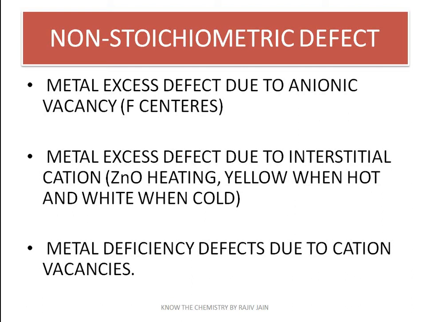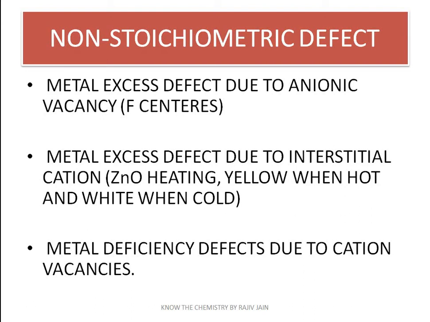Next is metal excess defect due to interstitial cation. Now you just heat the zinc oxide. What do you get? Zn2+ plus oxygen plus 2 electrons. So oxygen will be out from the solid. What is left? Zn2+. Now Zn2+ is more, oxygen is less. So what happened? Metal excess, and that gives more conductivity. The excitation of electrons leads to movement from higher energy to lower energy. Once they come back, they emit radiation corresponding to visible light. That's why it shows color.